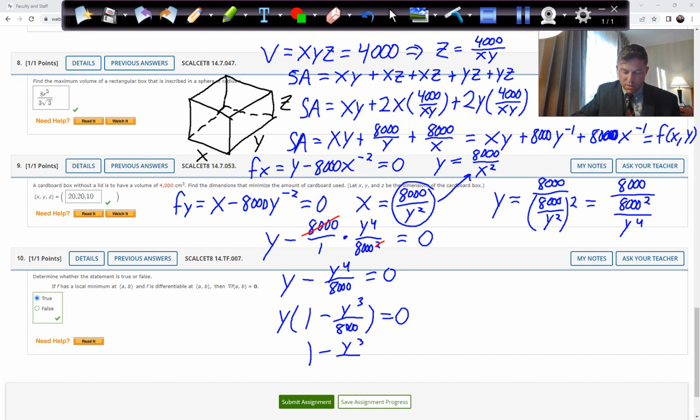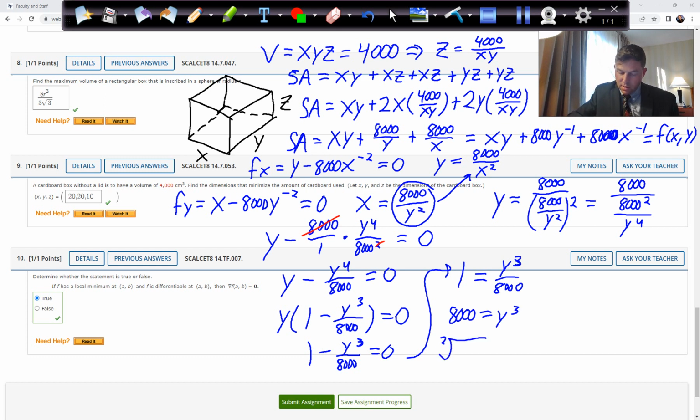So 1 minus y cubed over 8,000 has to be equal to 0, which means 1 has to equal y cubed over 8,000. Multiply both sides by 8,000. y cubed has to equal 8,000. And y has to be the cube root of 8,000. Only plus would matter because this is a physical problem, so we have positive dimensions. And lucky for us, this is a nice even 20. Okay, so y is 20.